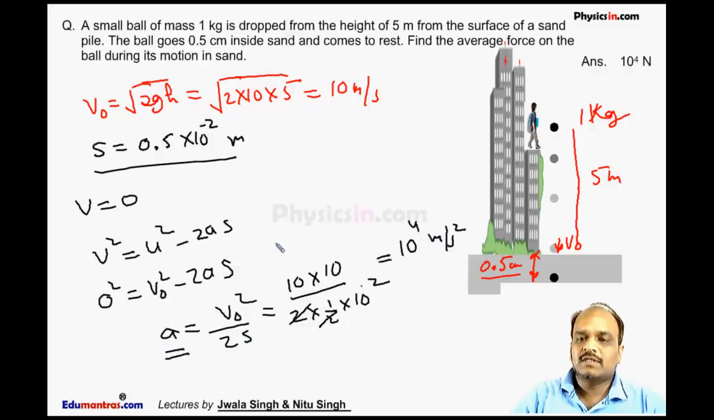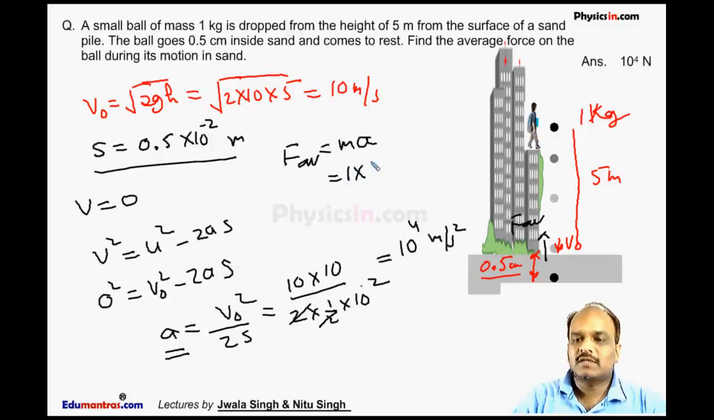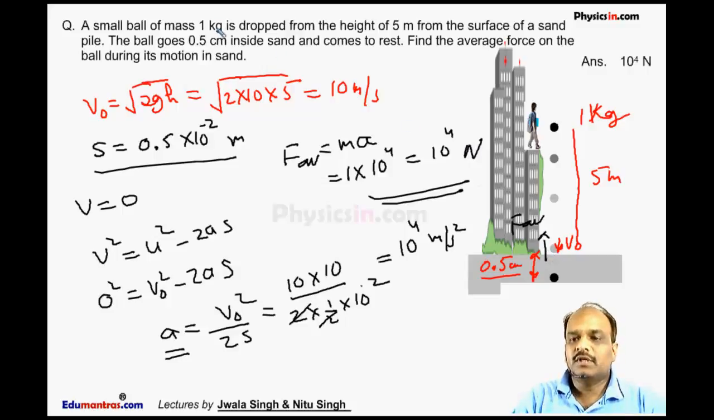Now if this is the average acceleration, we can say the average force is mass into average acceleration, which is equal to the mass of the ball, 1 kg, and the retardation of the ball, 10 to the power 4 meter per second square. So this is equal to 10 to the power 4 Newton. This average force is very large as compared to the weight of this ball, because the weight of the ball is only 10 Newton and the average force is 10 to the power 4 Newton. So we have neglected the weight of this ball during penetration inside this sand.